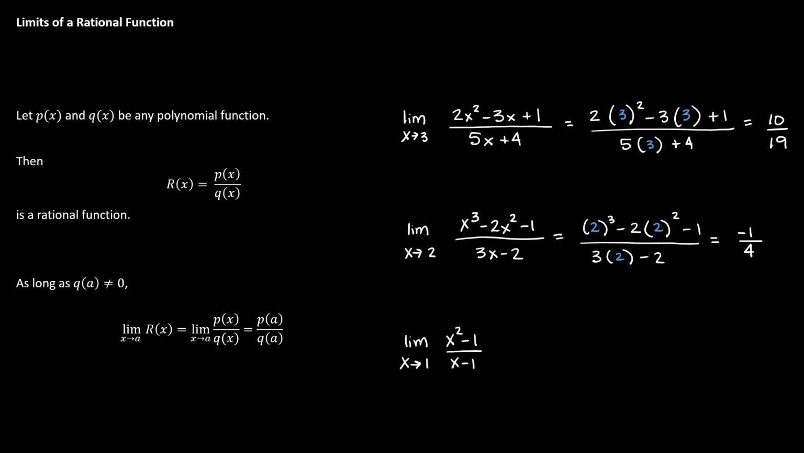Let's try another one. We have x squared minus 1, all divided by x minus 1. Notice here that if I were to try direct substitution, I would have 1 minus 1 in my denominator, but I would also have 1 minus 1 in my numerator. And 0 divided by 0 is something that we cannot agree on as mathematicians. We know that you're never allowed to divide by 0, but we also know that 0 divided by another number comes out to be 0.